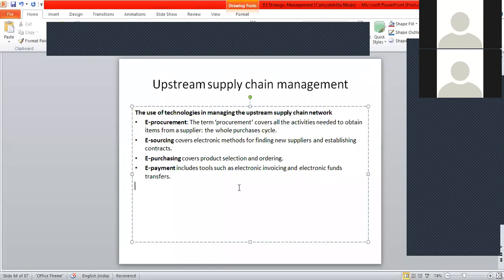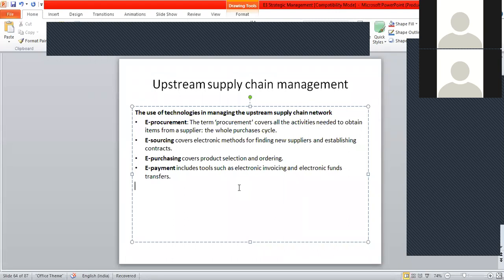Then e-purchasing. E-purchasing covers product selection and ordering. Then e-payment, payment is also made through electronic medium, that is electronic fund transfer. So this is the use of technologies in managing the upstream supply chain network.